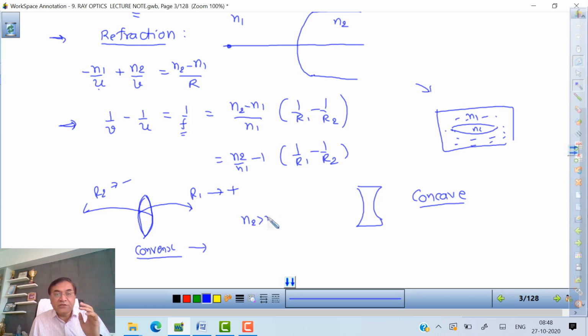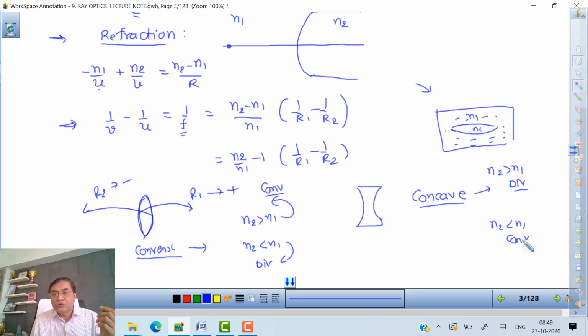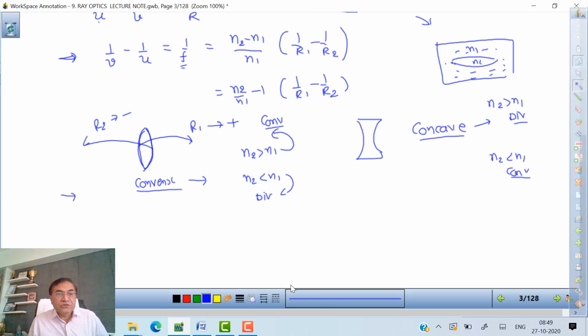If n2 is greater than n1 then this is converging, that is, it gathers the rays. And if n2 is less than n1 then it is diverging. Similar to here, concave generally is diverging. When? If n2 is greater than n1. And if n2 is less than n1 then it is converging. Right now this is diverging and this is converging. So converging and diverging depends on its function. And convex and concave, what do they depend on? They depend on its shape. Okay, so this is a very important one.